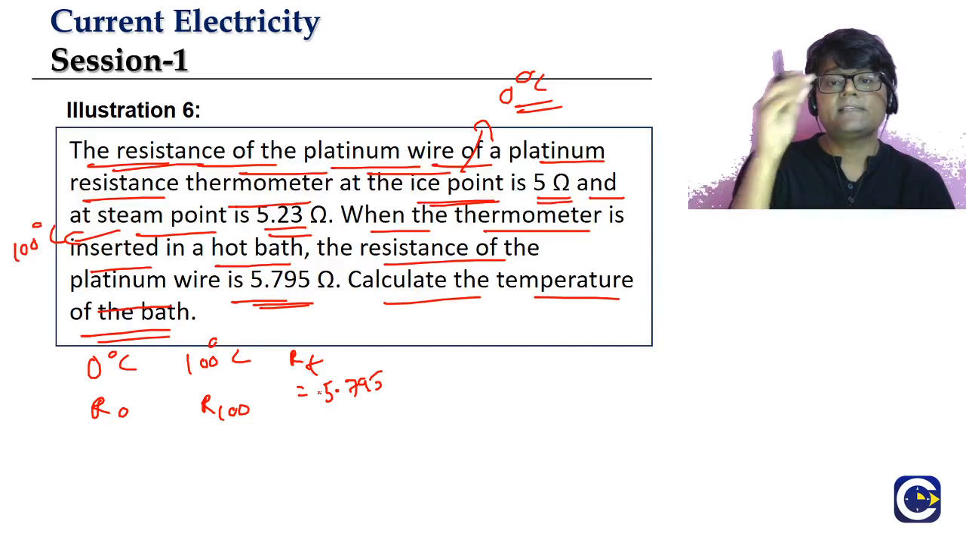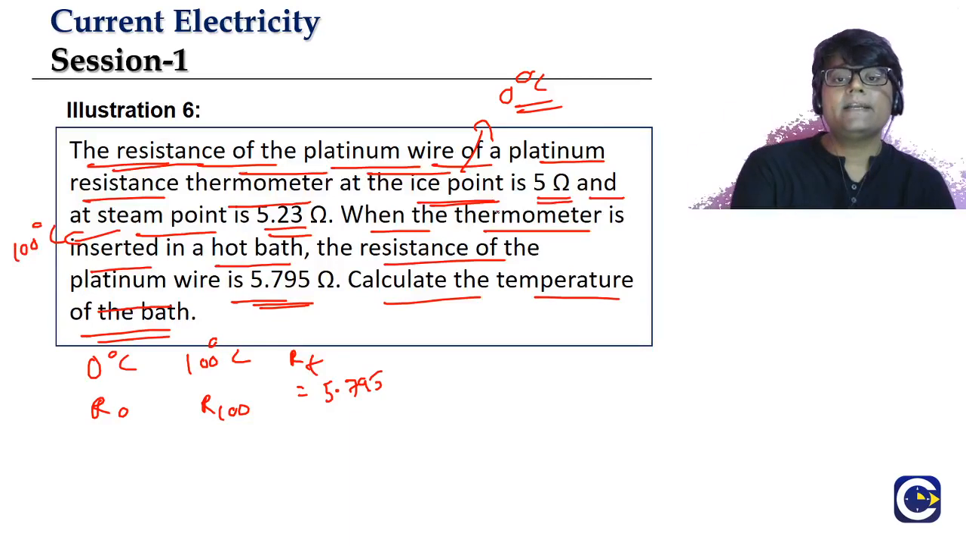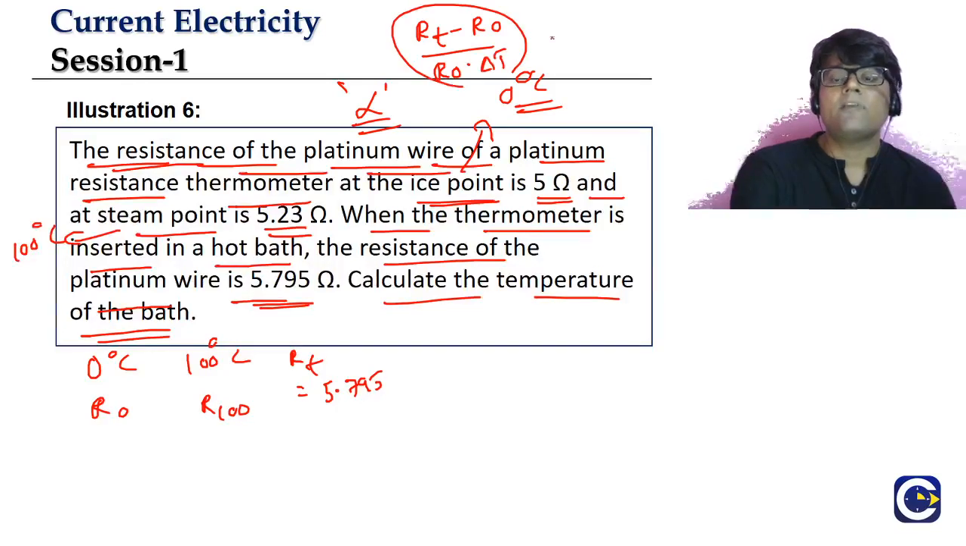If you look at this, all of them are related to alpha. In the previous problem we saw this. What is the formula for alpha, guys? RT minus R0 by R0 into delta T. This is the formula we have, right? That is the alpha formula, RT minus R0 by R0 into delta T.